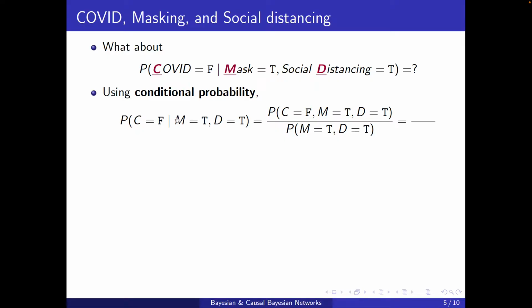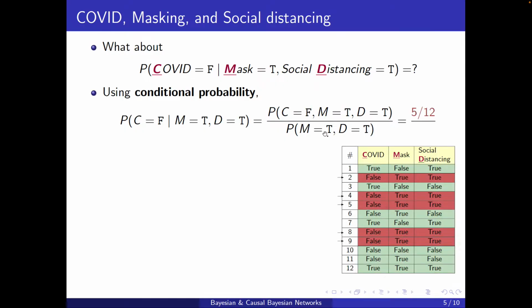I will say that this conditional probability can be written in this form. Then, using the full data set, to answer the numerator, I just need to count how many times in these 12 individuals COVID was false, mask wearing was true, and social distancing was true. Okay? And here you see 1, 2, 3, 4, 5. They're indicated by red. So it will be 5 out of 12.